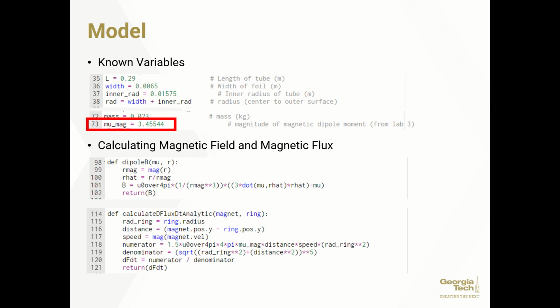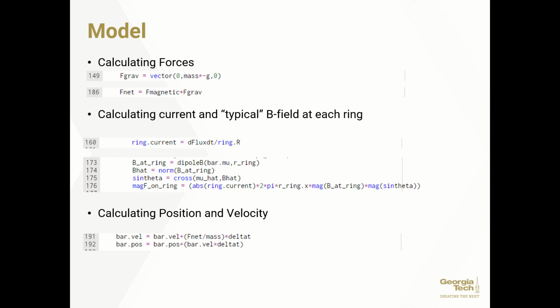This is the code used to create that model, and the main thing I want to discuss here is the magnetic moment used. This moment was calculated in an earlier lab and is much bigger than the actual value. This large magnetic moment will cause the simulation to show that the magnet will take a longer time to reach the bottom of the tube. Here's the rest of the code that was used to create the model.